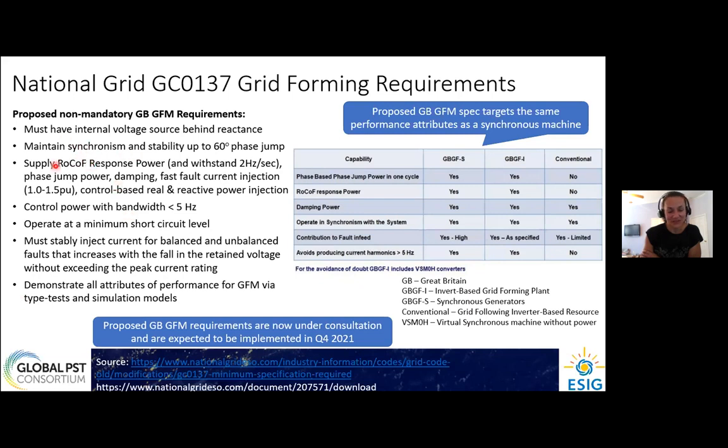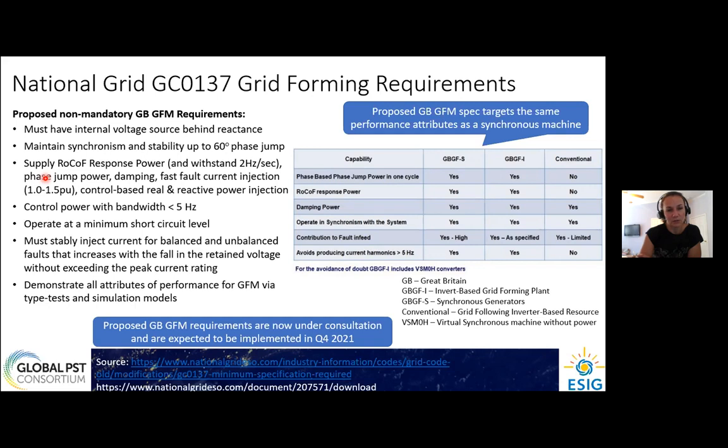Right. So the specification for virtual synchronous machines was later converted into grid code change request, and that's GC 0137. National Grid worked on this for maybe about the past year and a half, 2 years. So at a high level, it's a requirement for a grid forming resource to maintain an internal voltage source behind reactance, maintain synchronous stability up to 60 degrees phase jump, supply a rock-off response power.